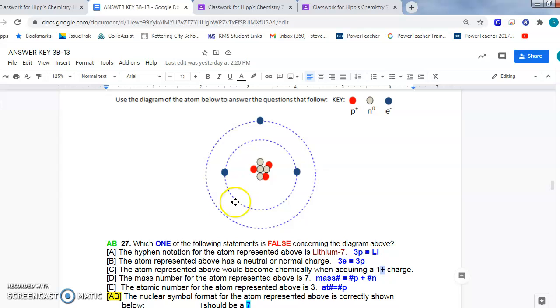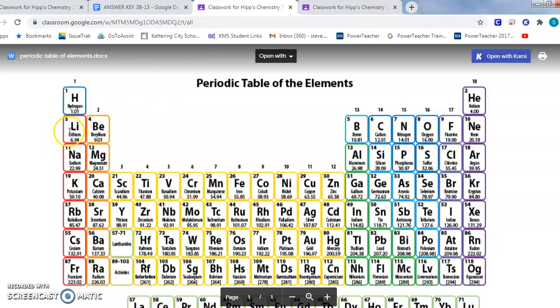Octet duet rule. If we look at the periodic table, here's lithium. It starts with 3 protons, so it starts with 3 electrons. If it's plus 1, that means there's now 3 protons and 2 electrons. There's 1 more positive than negative. If it lost 1, it would have the same number of electrons as helium. Helium, we know, has satisfied the duet rule. It has its inner level full with 2 electrons in it.